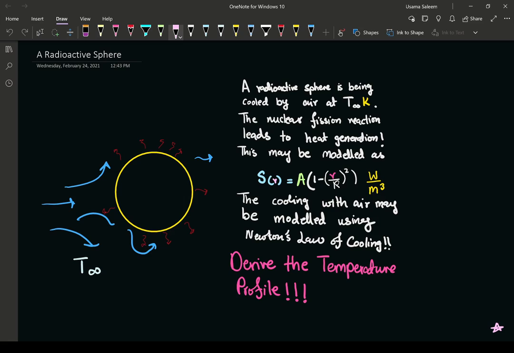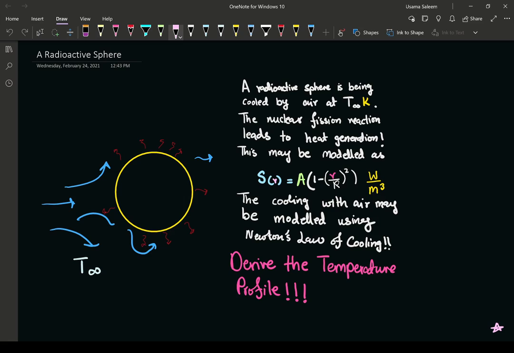So here we have a radioactive sphere. Since we have a nuclear reaction, a nuclear fission going on inside the sphere, there is going to be a heat generation term. We're no longer dealing with transport without generation. Now we're going to have both molecular transport and generation. We're going to have a generation term.